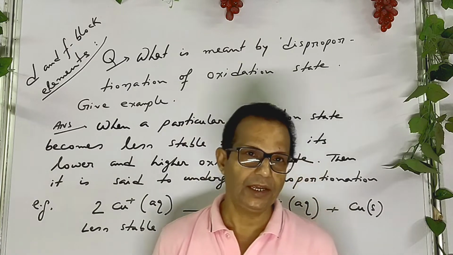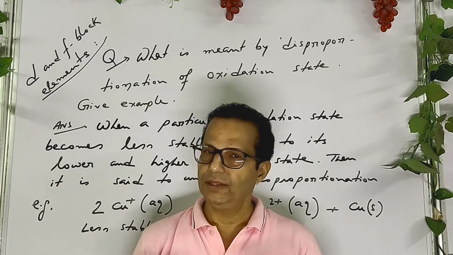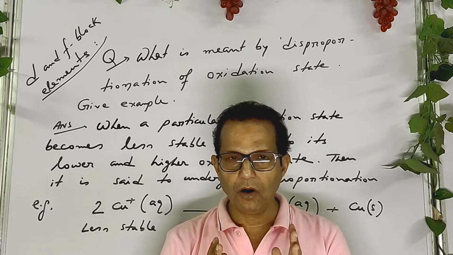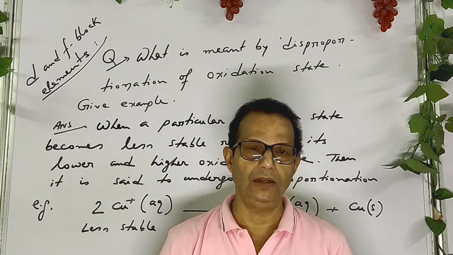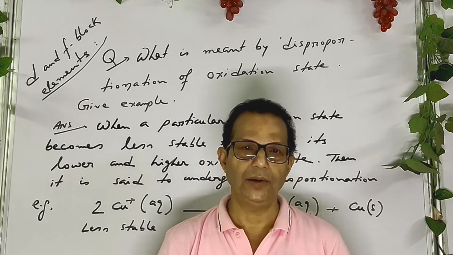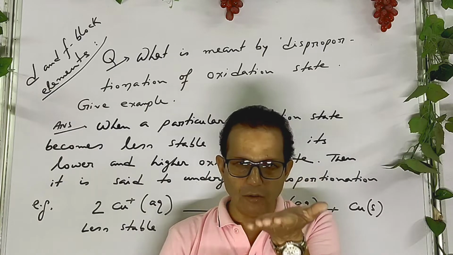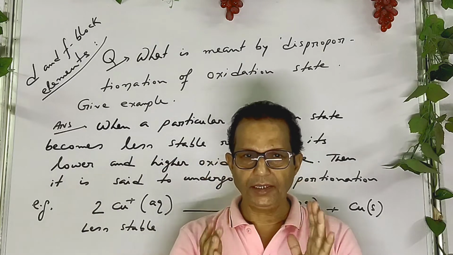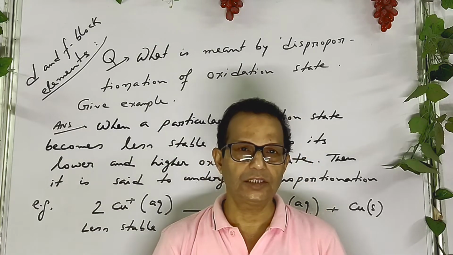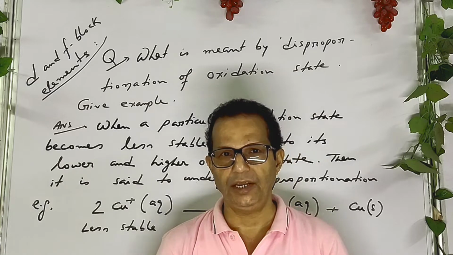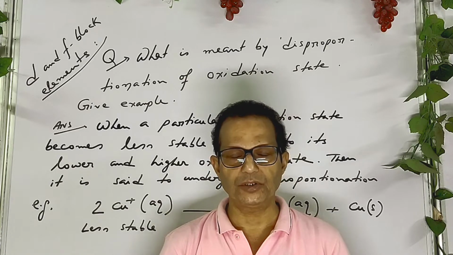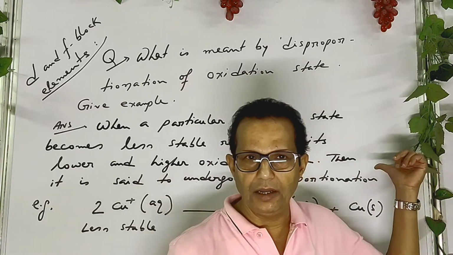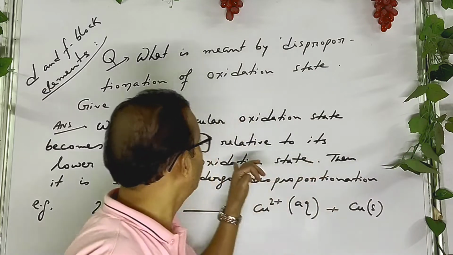But if you consider inorganic chemistry, then listen, sometimes what happens, some oxidation state of a metal becomes unstable relative to its lower oxidation state or higher oxidation state. That's why it exchanges its valencies, that is oxidation state, which is known as disproportionation reaction. So let's understand the important question for your exam.